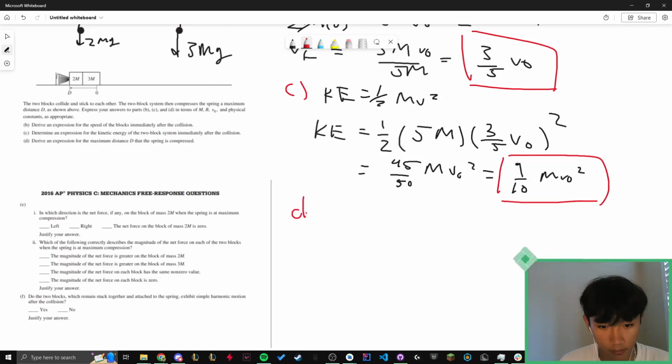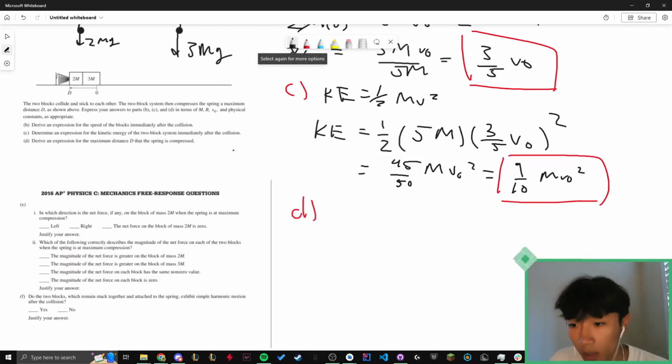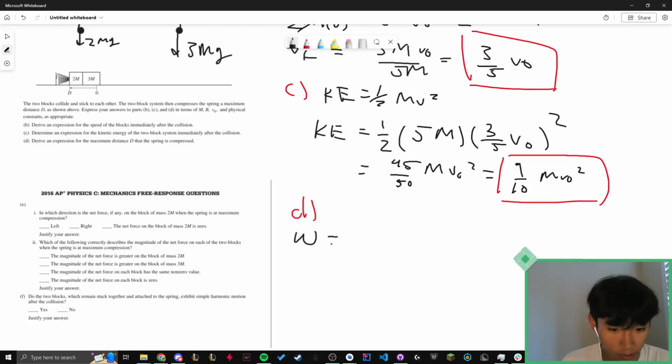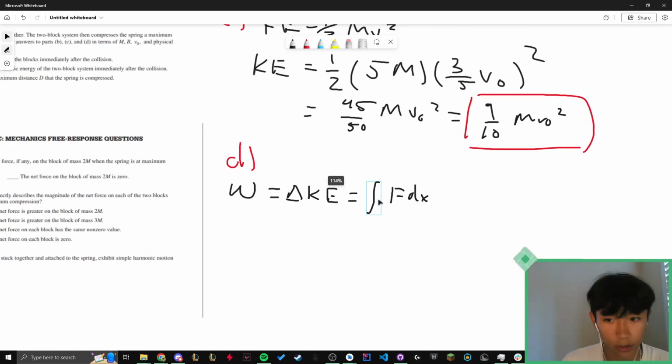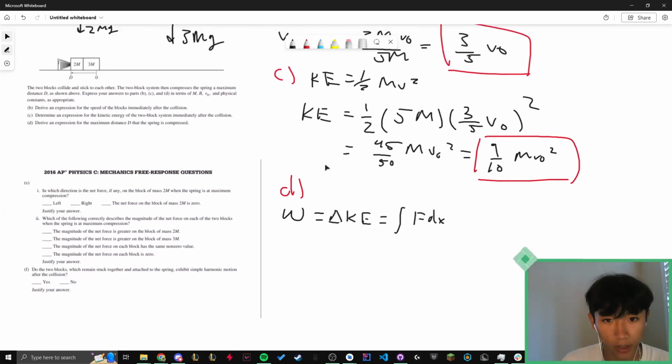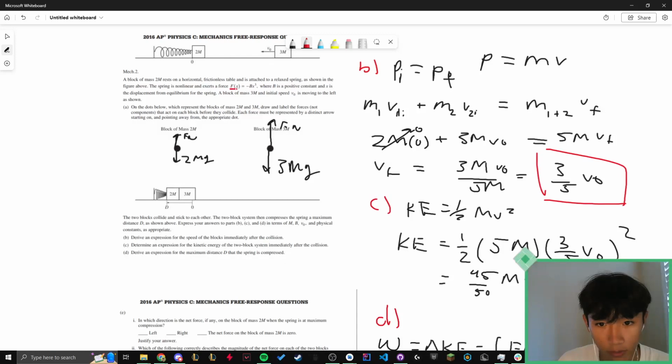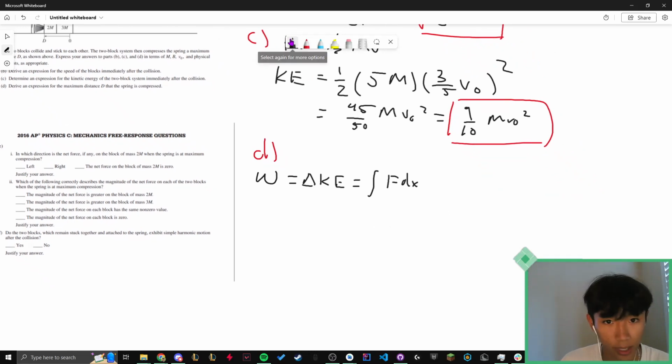Part D. Okay, so we're going to use the work energy theorem. Work is equal to change of kinetic energy, because we're only dealing with kinetic energy and spring energy. So this is also going to be the integral of the force dx. And this is pretty much all in your equation sheet, so if you ever forget. So up here, they did mention an equation, F of x is equal to negative bx cubed. So we're going to use that equation and plug in our kinetic energy that we just solved for right here.